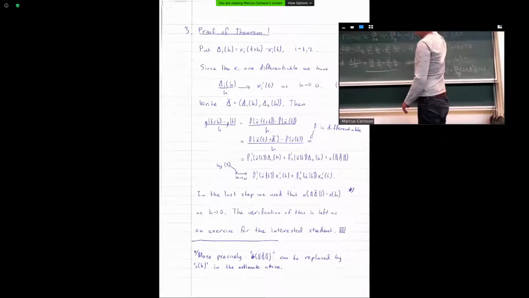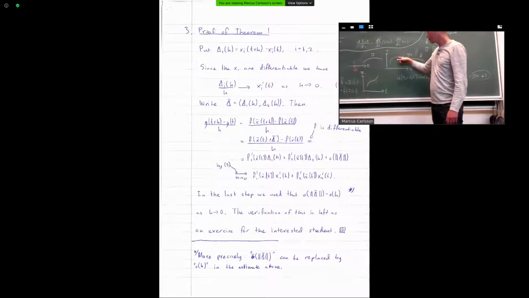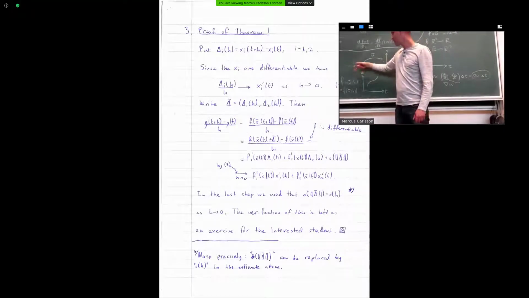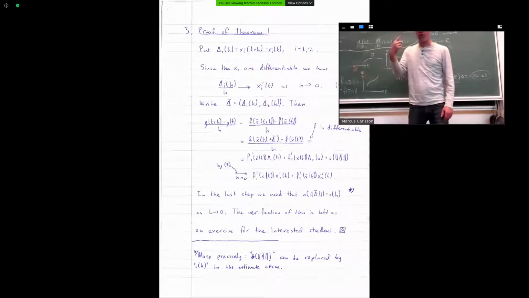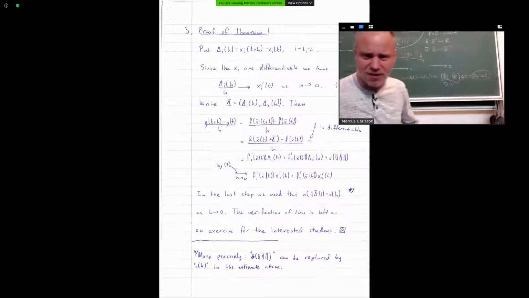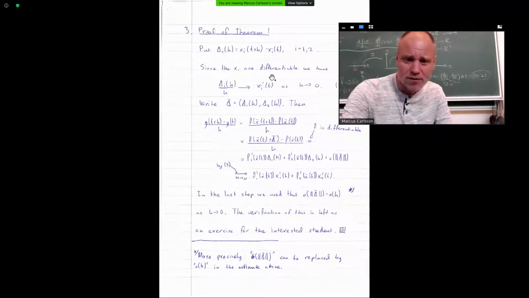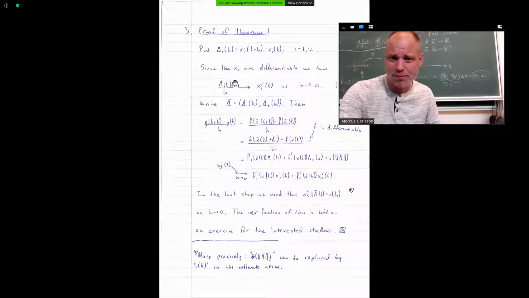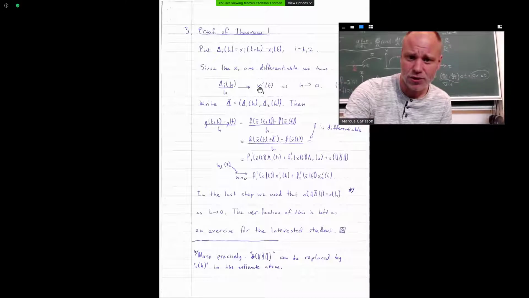Go back to my picture. What we have here is precisely this. Now we're talking about this point and that point, right? So I had t0 plus delta t. In the lecture notes here, this point is t and this point is t plus h. So my delta t is h here. Then we know that this difference, if we divide by h and take a limit, then we get the derivatives of the functions x1, x2.